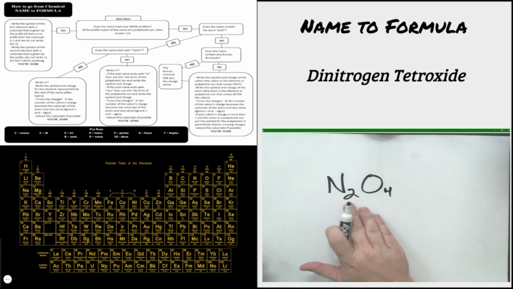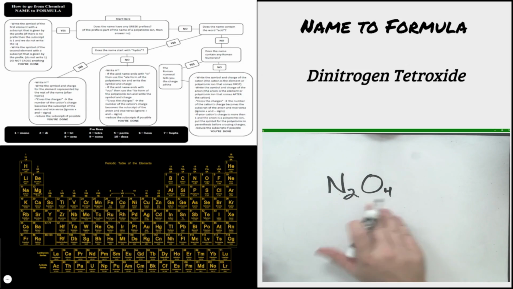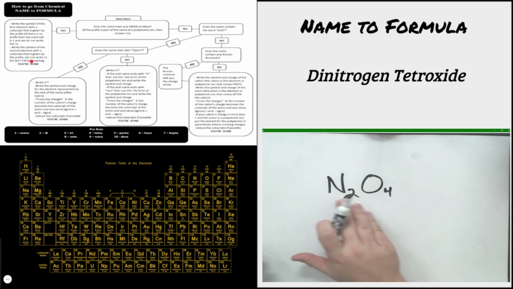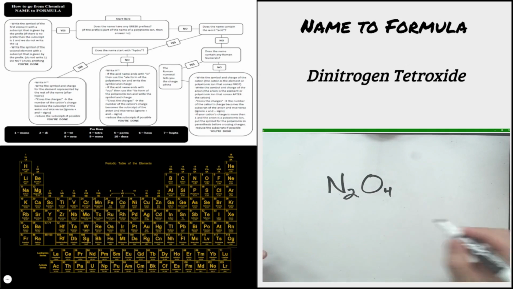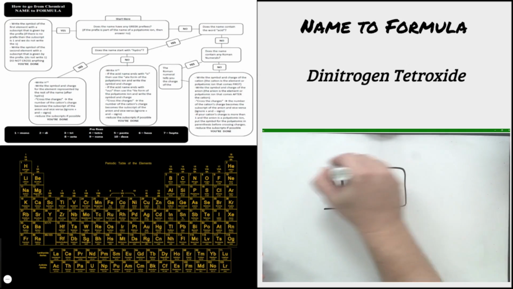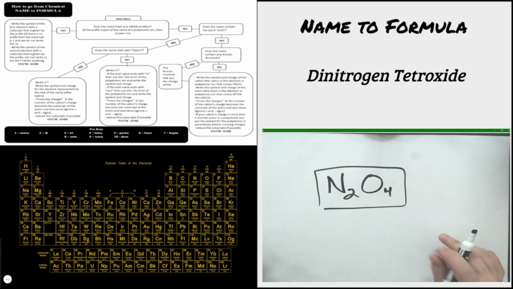A lot of people are going to be inclined and have the idea that because you've been doing all those ionic ones that you're going to reduce those. But you'll notice, follow the flow chart. It does not say to reduce ever. You just write that down. So dinitrogen tetroxide means you have 2 nitrogens, 4 oxygen. That's what it actually means. So that's what it is. This is the final formula for that one.